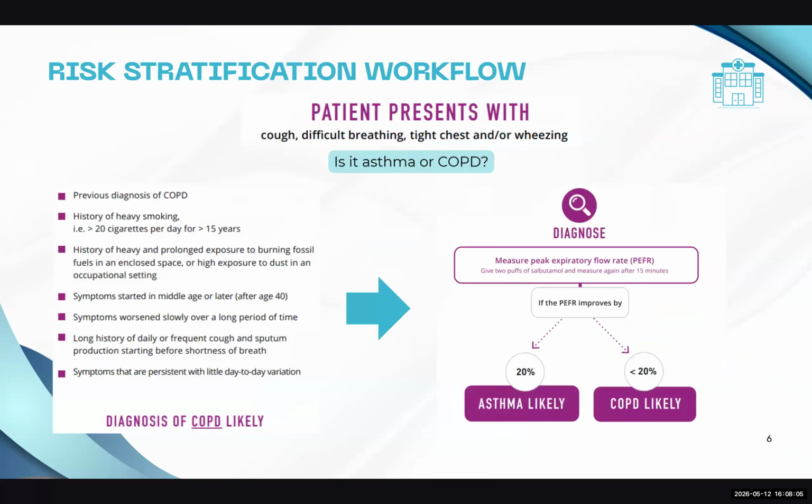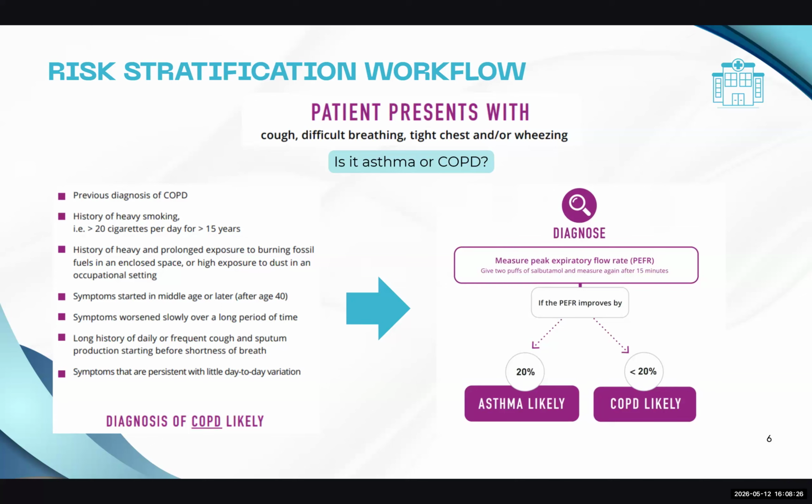Now, with this high level of evidence, we can improve the risk stratification workflow. And that means we could sort patients into high, medium, low risk. The patients who are complicated and have many entities, or they could be young and healthy. So take, for example, a patient who presents with a cough, difficulty breathing, chest tightness, and wheezing. You might think, is this asthma or is this COPD?